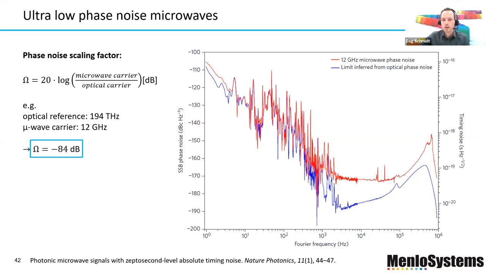Above 1 kilohertz, here we are then limited by shot noise and other technical noise. Here in the end, there's a little servo bump. We also improved here, but still this is a very impressive phase noise for a 12 gigahertz carrier. You see here, minus 170 dBc per hertz. You cannot buy this in a usual RF device.